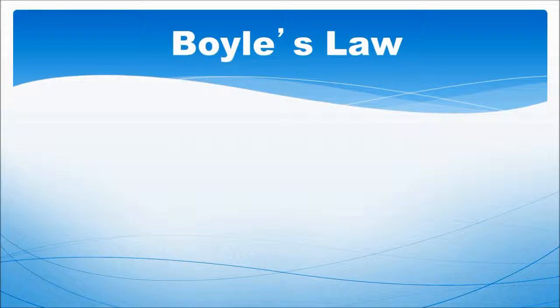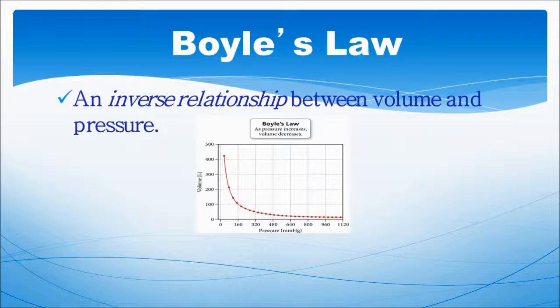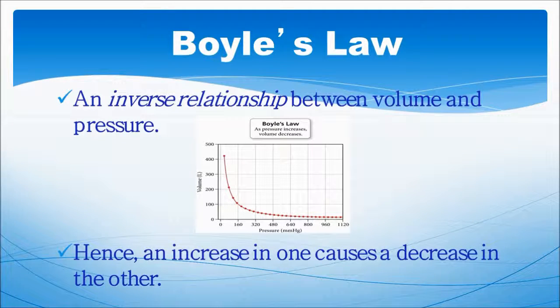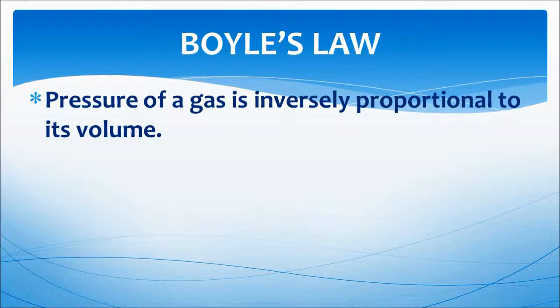Early in the 17th century, Robert Boyle conducted a series of experiments on the relationship between gas volume and pressure. What he found was an inverse relationship between volume and pressure. What this means is an increase in one will result in a decrease in the other. This resulted in Boyle's law. Boyle's law states that the pressure of a gas is inversely proportional to its volume.